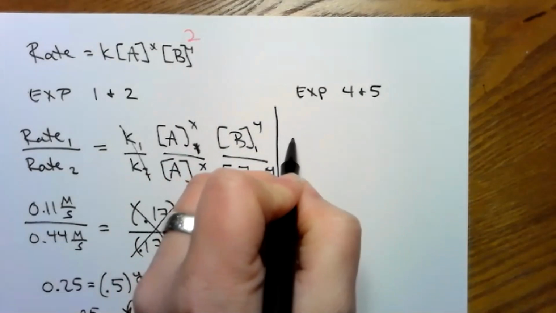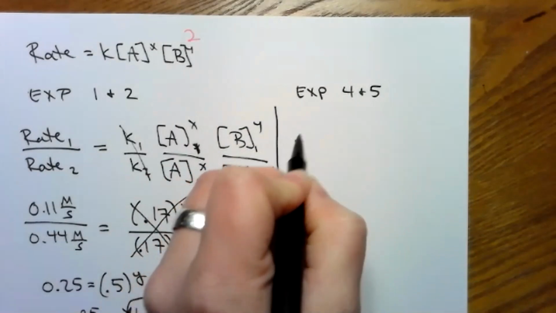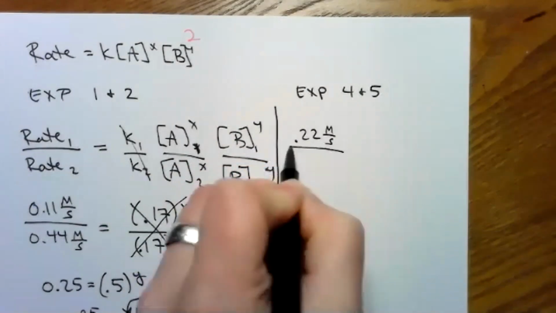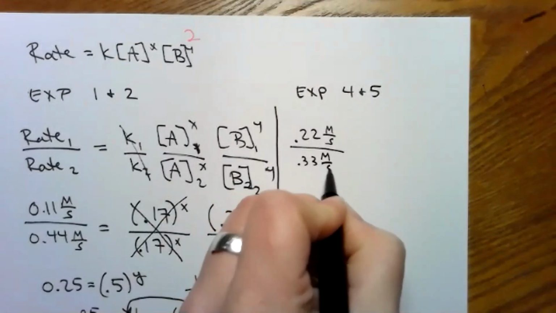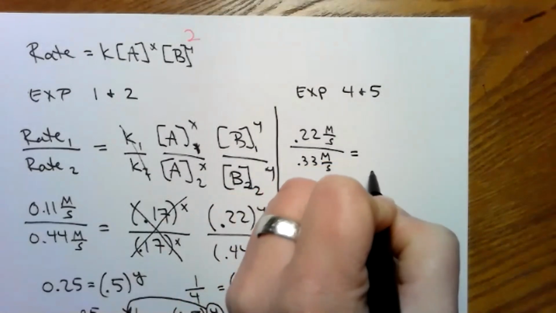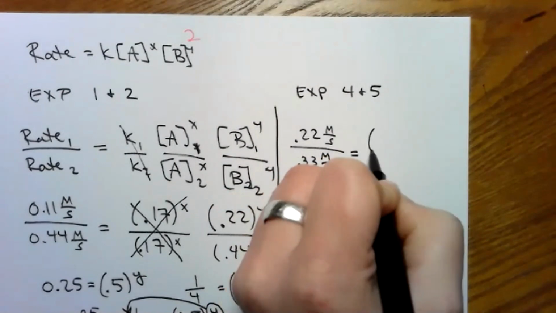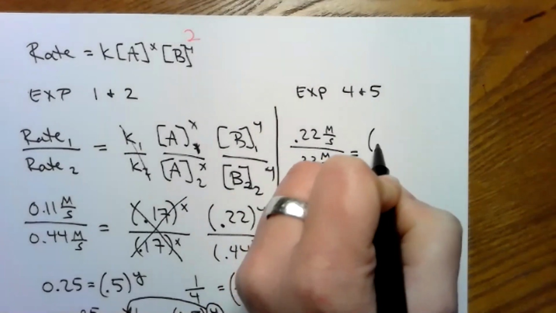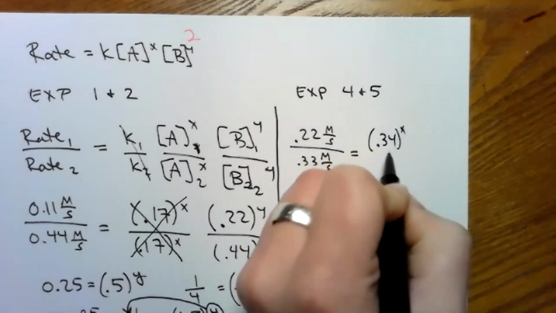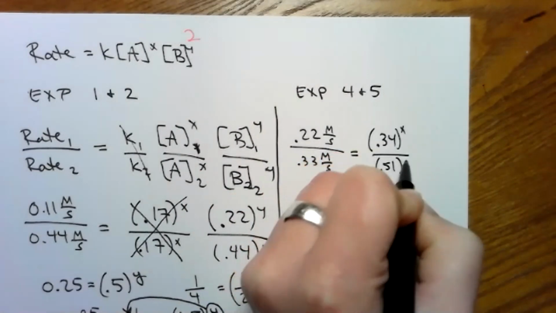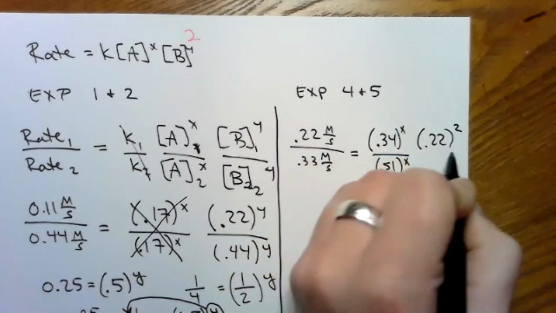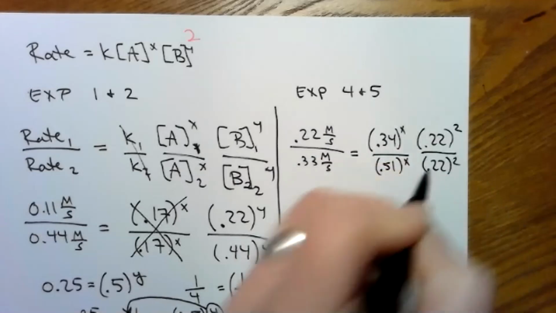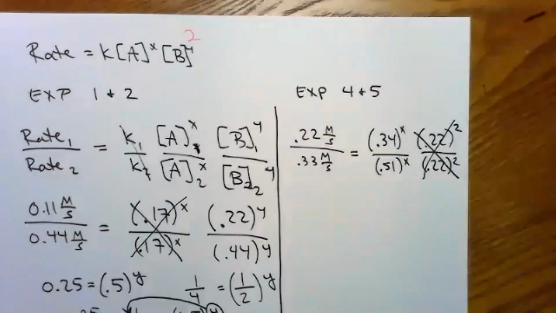So I'm going to put 4 over 5. So 0.22 molarity per second divided by 0.33 molarity per second equals rate constant over rate constant. We don't care. Equals 0.34 to the x over 0.51 to the x, and over 0.22 officially squared, 0.22 squared, but we don't care. That thing gets totally canceled out.